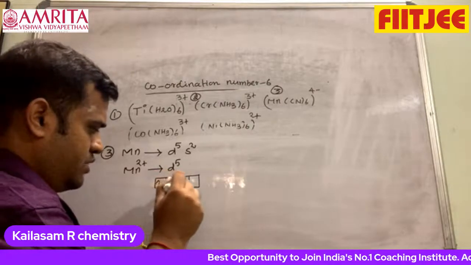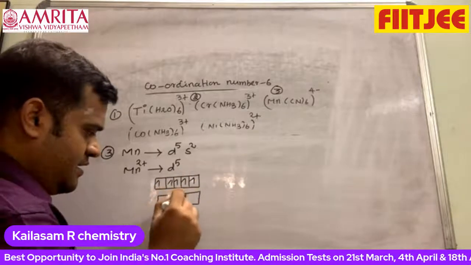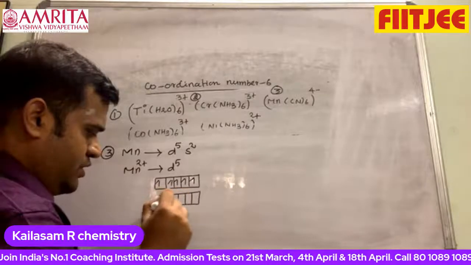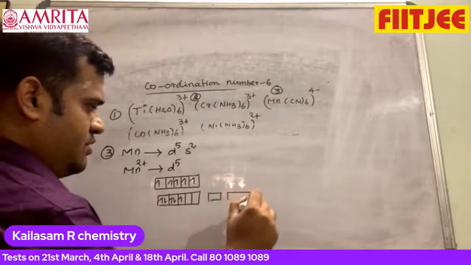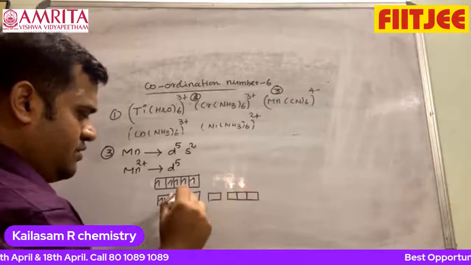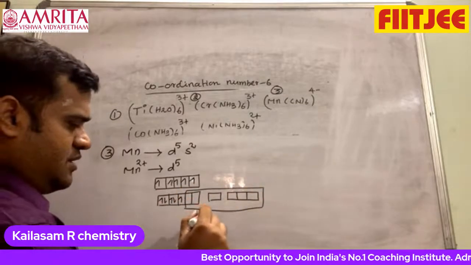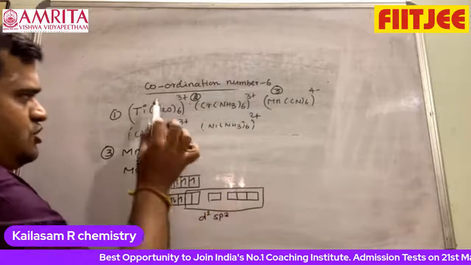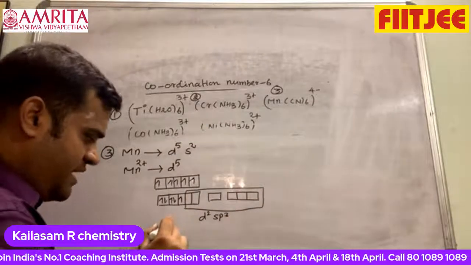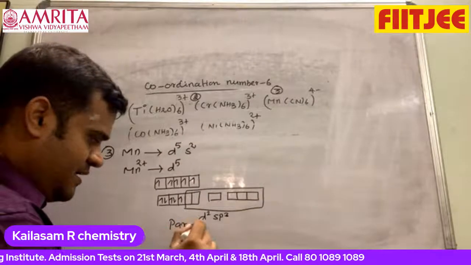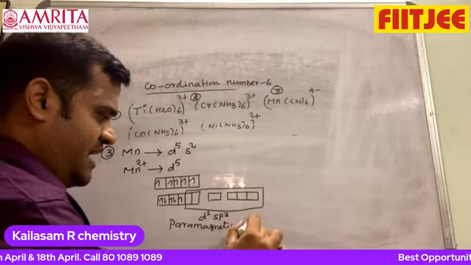1, 2, 3, 4, 5. Now because of the pairing, they have the empty orbitals. This also is what? D2sp3. So 1, 2, 3, the first 3 is what? D2sp3. It's an inner orbital complex. This is also what? Paramagnetic. One unpaired electron, so the magnetic moment is √3.